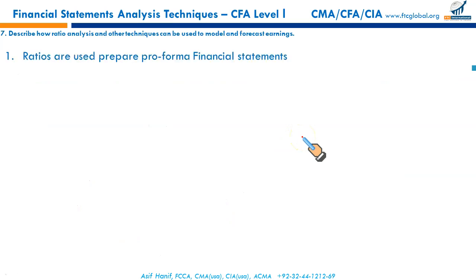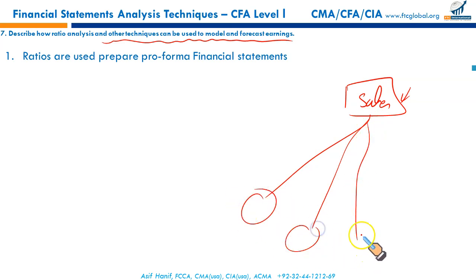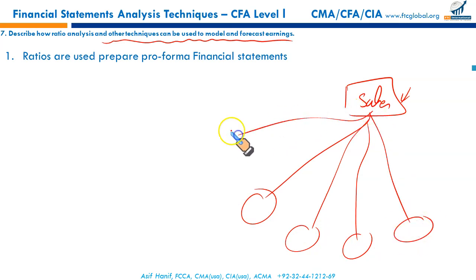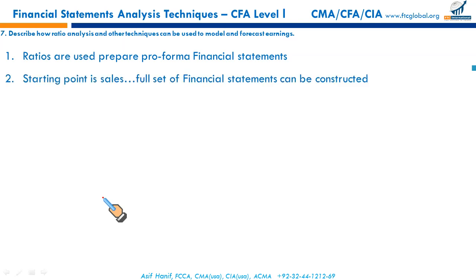Your last LOS is to describe how ratio analysis and other techniques can be used to model and forecast earnings. It all starts with sales. Those who have studied budgeting, they would know that it all starts from sales. Your sales department gives you input, budgeted sales for the quarter, and it serves as a seed from which we draw up our production budget, our marketing budget, our purchase budget, our selling and administration budget, budgeted cost of goods sold, budgeted inventories of work in process and finished goods. It works similarly for financial analysis as well. Sales is a starting point.